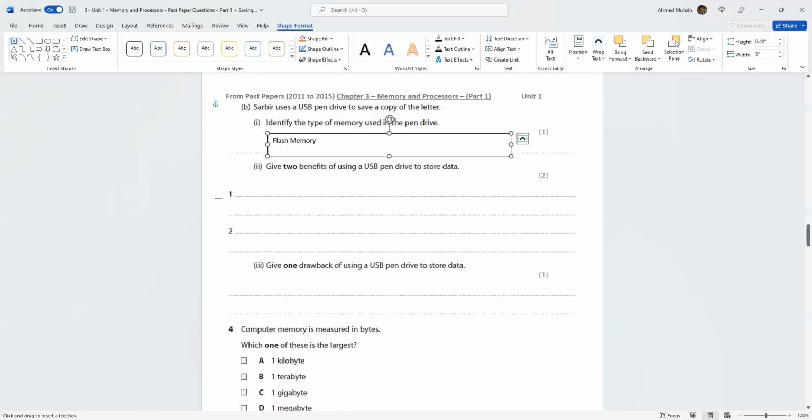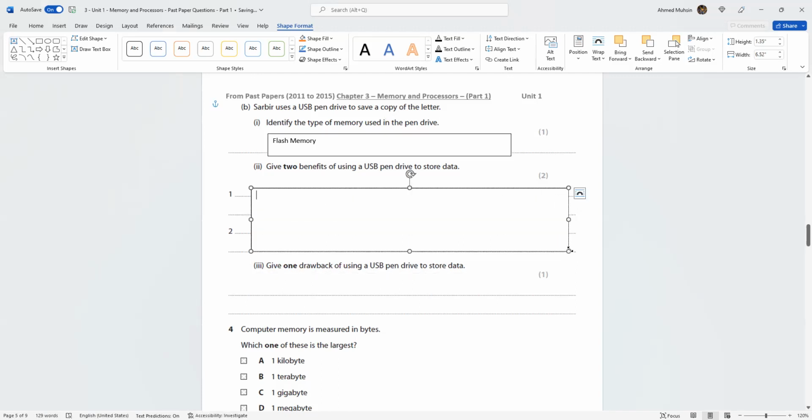The next question goes as: give two benefits of using a pen drive to store data. So there are many benefits when it comes to a pen drive. First, you can talk about it is small in size, so it is extremely portable. Next, you can say it uses flash memory technology, so it has a high read-write speed. You can mention that. Okay.